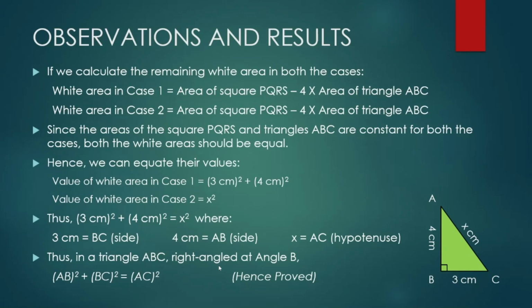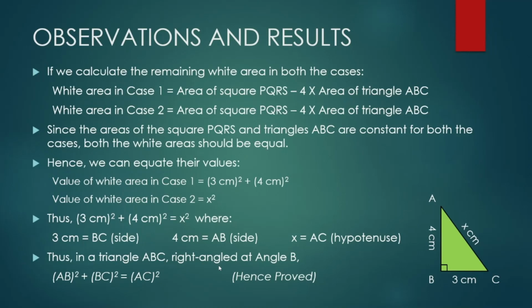If we calculate the remaining white area in both the cases, white area in case 1 is equal to area of square PQRS minus 4 times area of triangle ABC. White area in case 2 is equal to area of square PQRS minus 4 times area of triangle ABC. Since the area of the square PQRS and the area of the triangles ABC are constant in both the cases, that means that the white area in case 2 should be equal to the white area in case 1. Hence, we can equate their values.